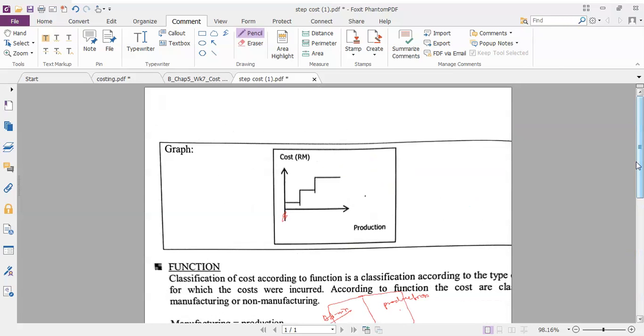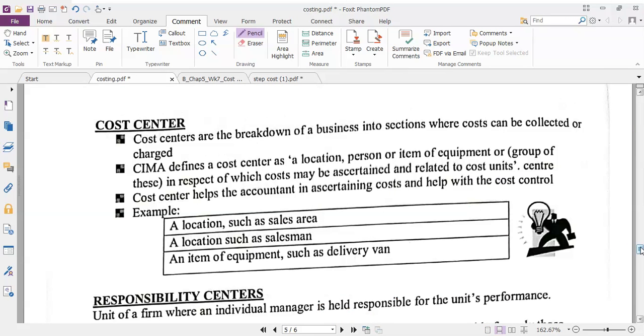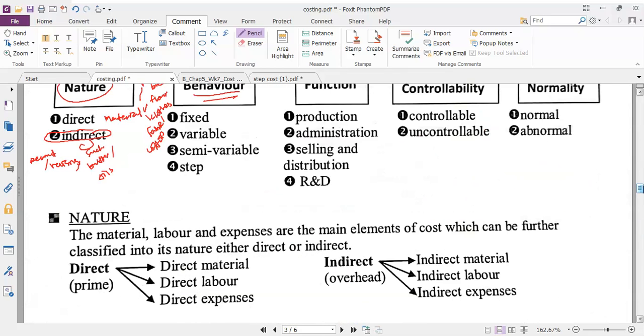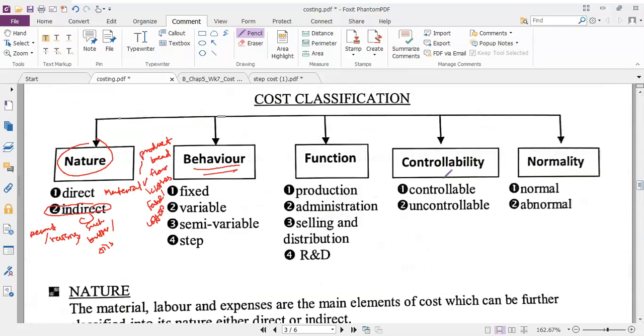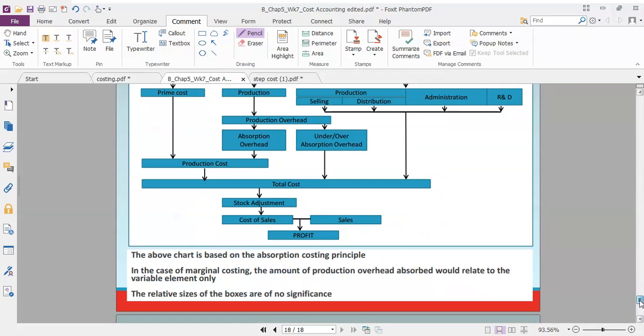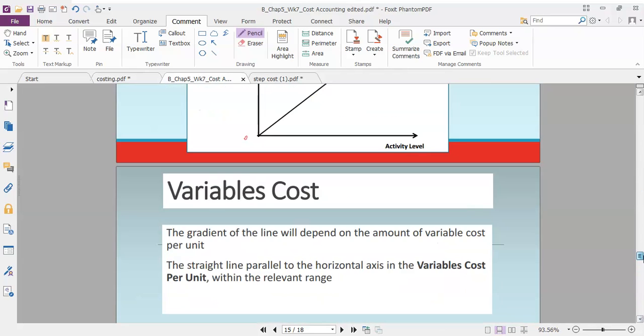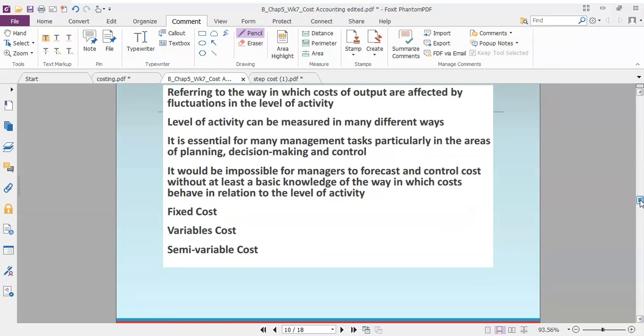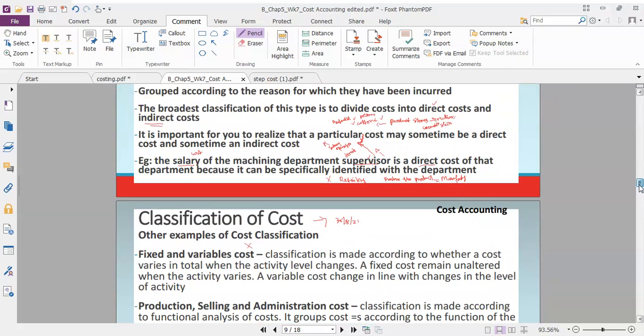Then what do we have next? After that we classify based on, what was it again? Controllability and normality. Whether the cost can be controlled or not, whether the cost is normal or abnormal. Controllable and uncontrollable is simple, we do not need to discuss much. Controllable, uncontrollable, or normal and abnormal. Is there anything written here? In the other notes, controllable is not there.